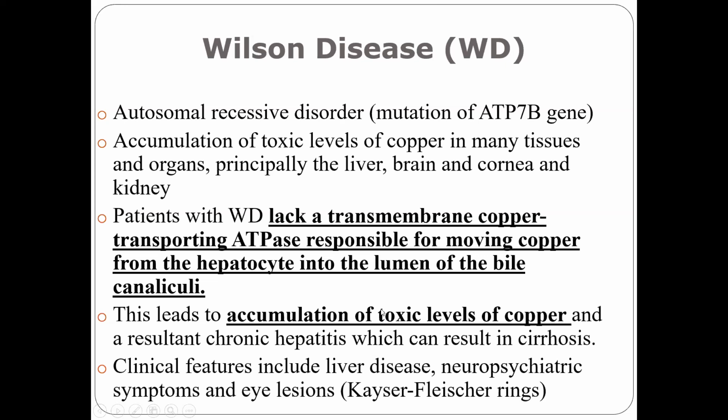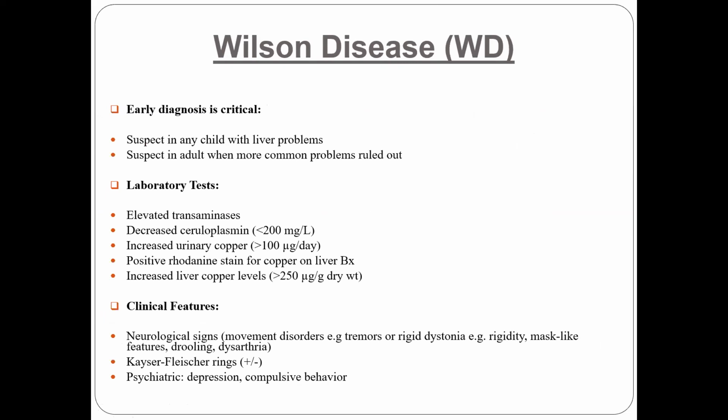So copper is going to accumulate in these liver cells. These liver cells will die, and the end result is going to be liver cirrhosis. Now, the accumulation of the copper will not be limited to the liver. It will start to accumulate everywhere else, including the CNS. So you have neuropsychiatric symptoms in the form of Parkinsonism, and also in the eye in the form of what's known as Kaiser-Fleischer ring.